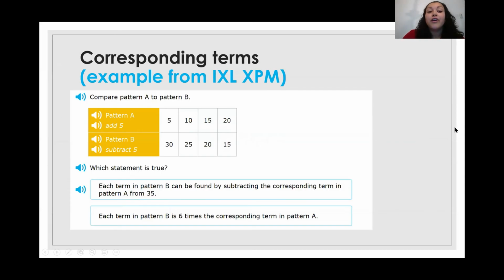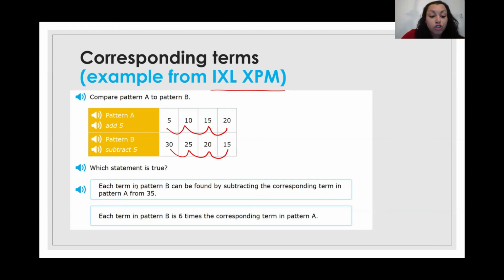So we see here, this is an example from IXL XPM, which is one of these skills assigned for this week. It says compare pattern A to pattern B. Pattern A says to add 5 every time. Pattern B says to subtract 5 every time. So now we're going to compare how they relate to each other. We're going to read both statements and say whether it's true or false for every corresponding term.